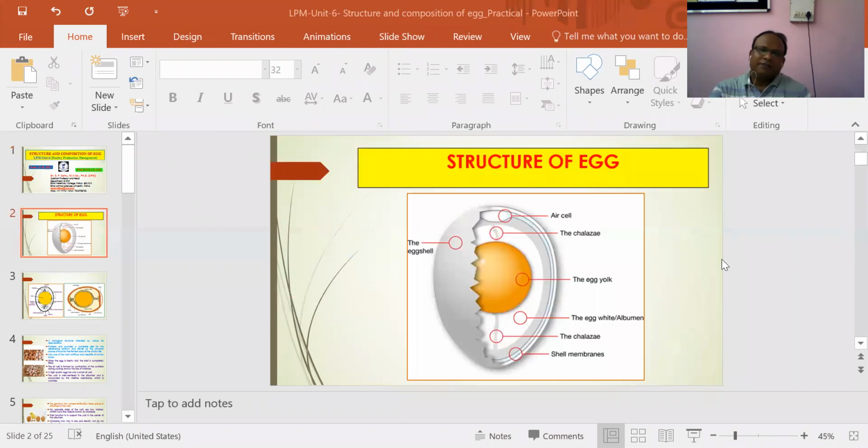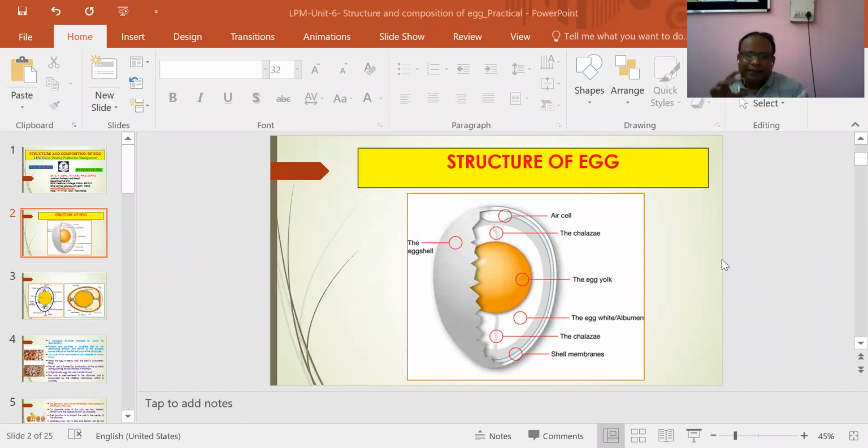In the previous class, we already discussed how eggs are formed in the oviduct of the hen, how much time it takes, and which component or part of the egg is formed in which part of the oviduct. Okay? You already know. So next we come to the structure of egg.